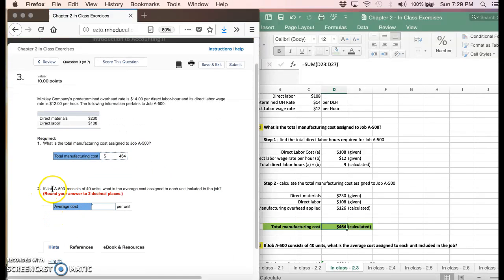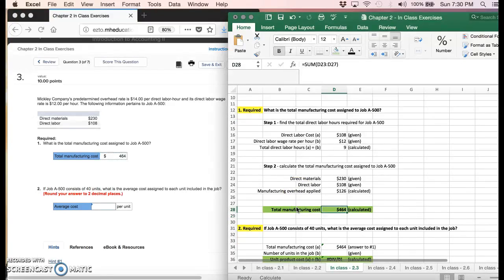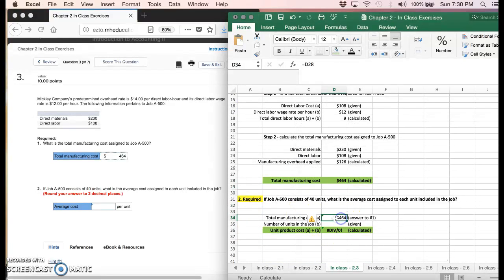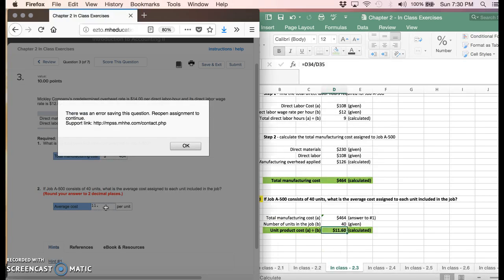So then it says, if job A500 consists of 40 units, what is the average cost assigned to each unit? So all we're going to do is take that 464 and divide it by 40. So we got that total manufacturing cost from answer 1. And then we know it's 40 units. And so our unit product cost is going to be 1160.